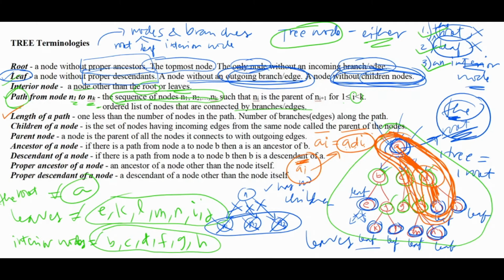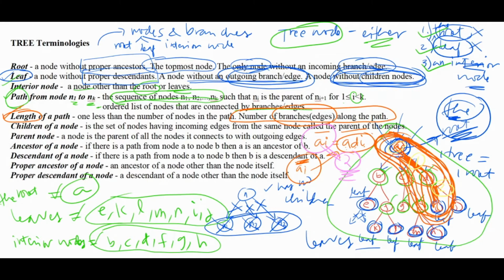Next is length of a path. What is length of a path? Length of a path is the number of branches or edges along that path. So the number of branches along the path. So for example, the path from A to I, which is the sequence of nodes from A to D and D to I, how many branches or edges are there along that path? From A to I, there are 1, 2 branches. So the length of this path A to I is equal to 2 because there are 2 branches along the path going from A to I.